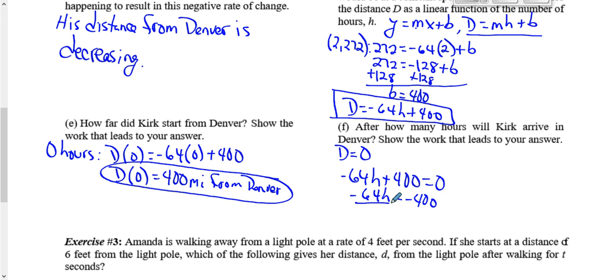Divide both sides by negative 64. And how many hours does it take? Probably 4. Well, let's not do probably. Let's get our calculator out. 6.25 hours. Okay? So there's nothing different than what we did on Friday, except now it's just in the context of the problem.